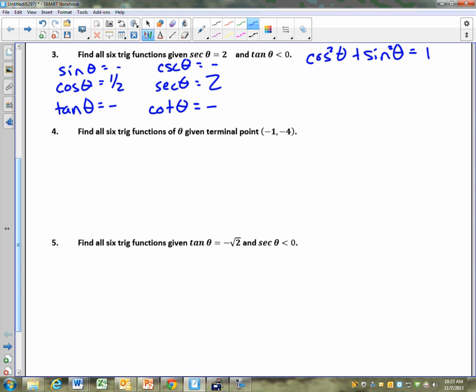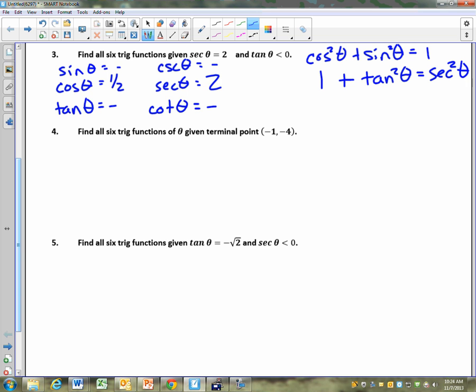So if I divide through by cosine squared, what's cosine squared divided by cosine squared? 1. What's sine squared over cosine squared? Tangent squared. What's 1 divided by cosine squared? Secant squared of theta.